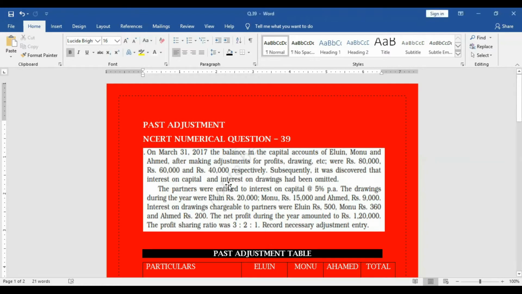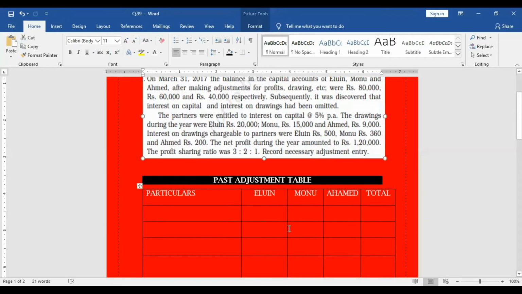First, in this question, one difference is that interest on capital we have to calculate on the opening capital, but here they have disclosed the closing capital. They have given the capital as on 31st March 2017, but we need the capital as on April 1st, 2016. So we have to find out the opening capital.